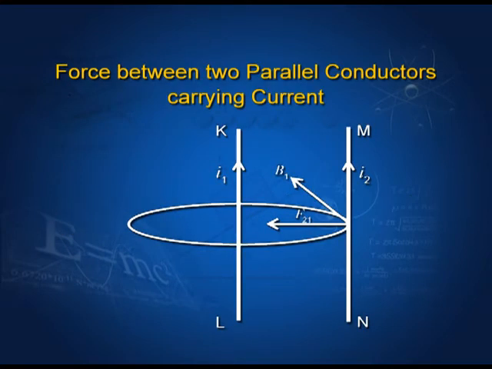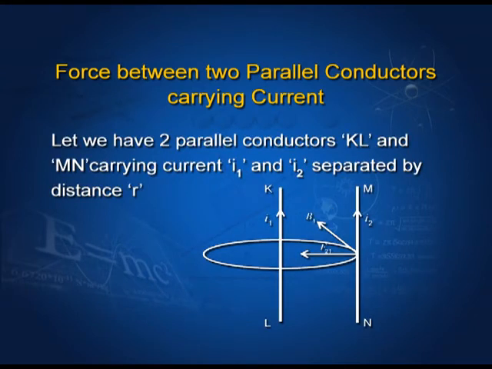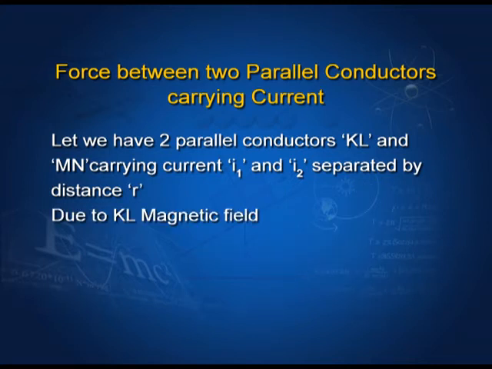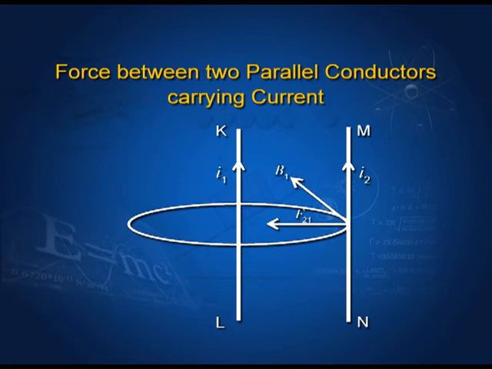Force between two parallel conductors carrying current. Let us have two parallel conductors KL and MN carrying current I1 and I2 separated by distance R as shown in the diagram. Due to the conductor KL, the magnetic field at point P1 on the conductor MN, say B1, is equal to μ0 upon 4π into 2 I1 upon R. This magnetic field B1 will be radially inward using Maxwell's right hand thumb rule.